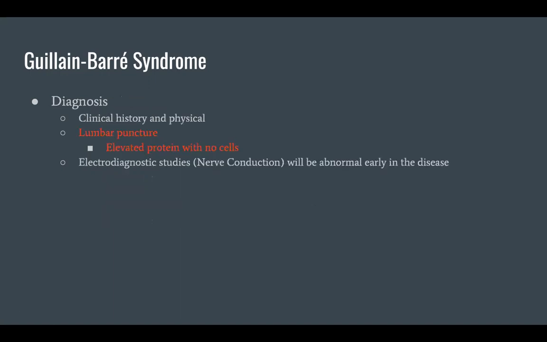So how do we diagnose it? We're going to, first off, get a good history and physical. It's always important to ask your patients lots of good questions, as we're taught. And then a lumbar puncture. It's going to have elevated protein, but no cells. And this is differentiated from our encephalitis and our meningitis that I think we talk about next week.